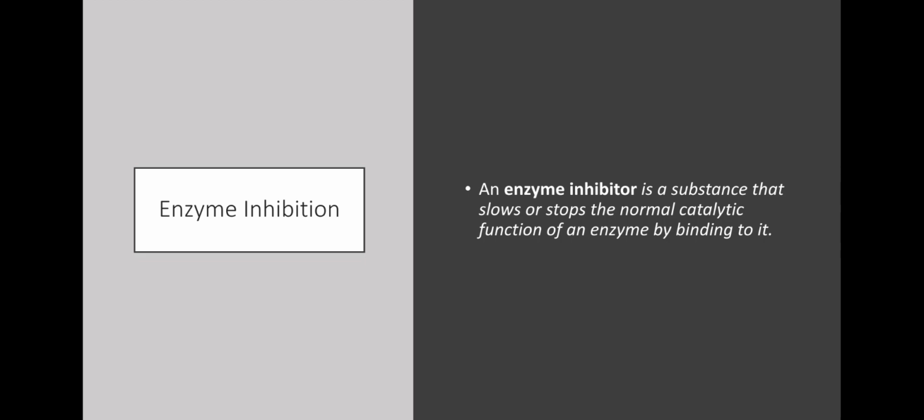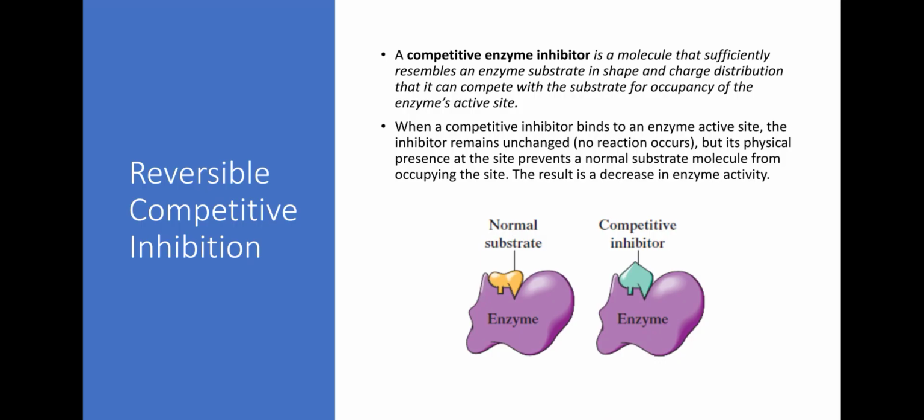As we have identified earlier the two main sites of attachment in an enzyme, let us now discuss enzyme inhibition. An enzyme inhibitor is a substance that slows or stops the normal catalytic function of an enzyme by binding to it. As a review, the active site, wherein the substrate attaches, is known as the orthosteric site, while the other site is known as the allosteric site.